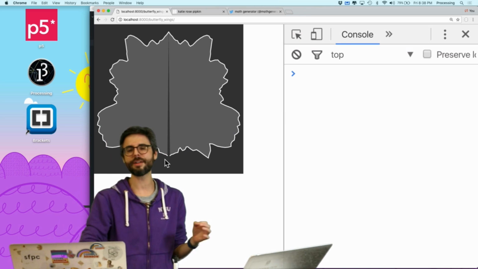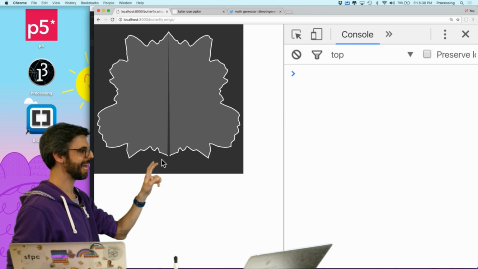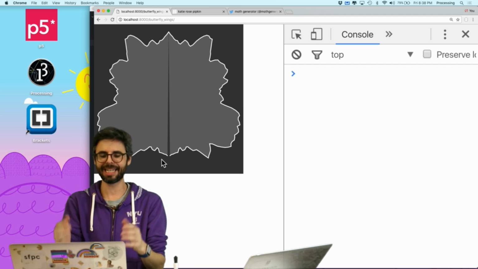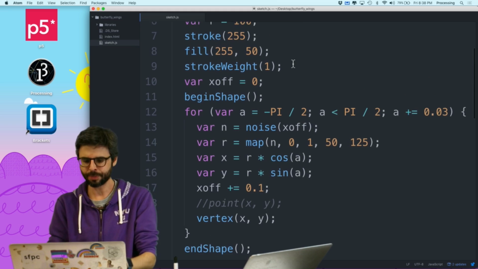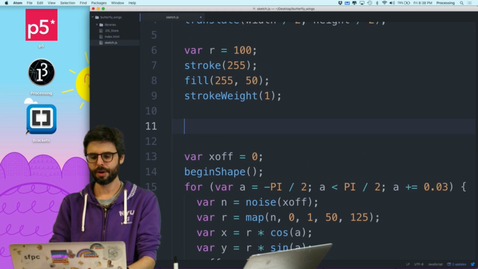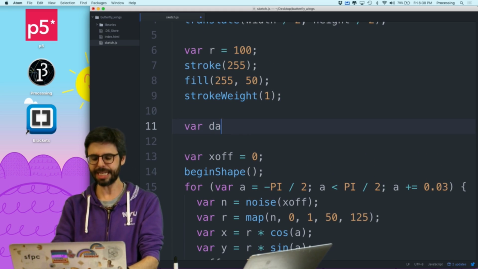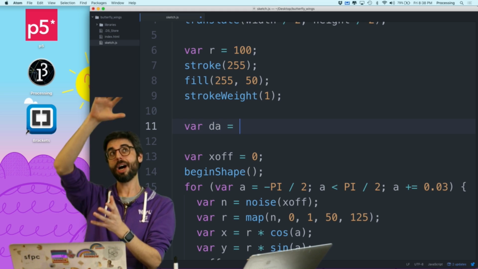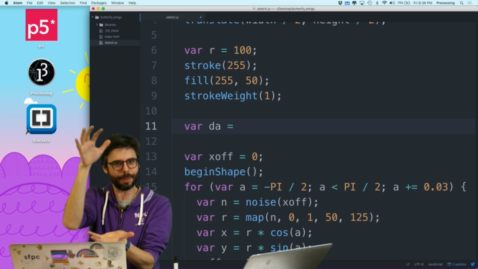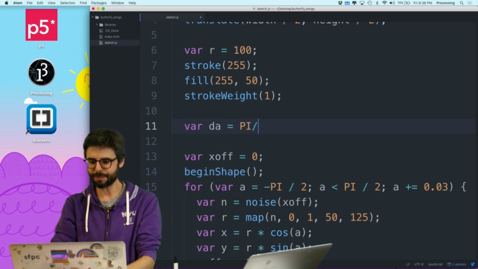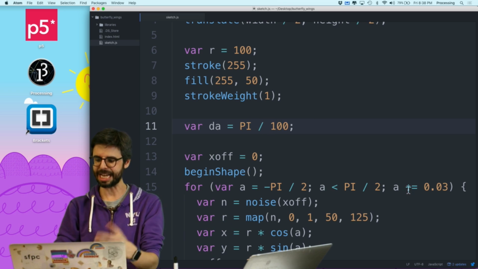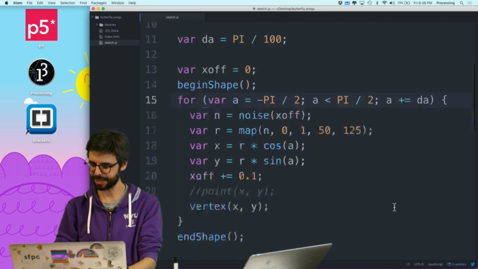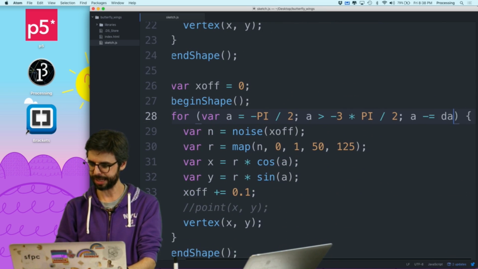And I wasn't thoughtful about designing it in such a way that my incrementation value is exactly going to get me the whole way. So let's fix that, because we want it to at least close at the bottom. So I'm going to say var dA, for delta angle, equals pi. Each side of the moth or the butterfly is pi divided by some amount of points that I want. I don't know what makes sense. 100 points? So that's the incrementation. So I want to increment by dA, and then down here decrement by dA. And let's take a look.